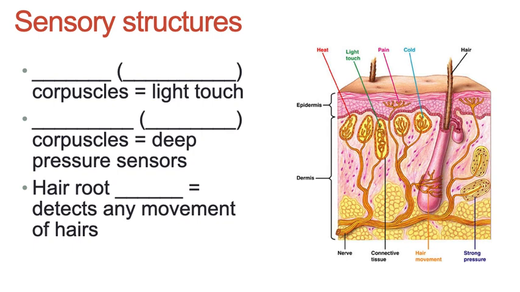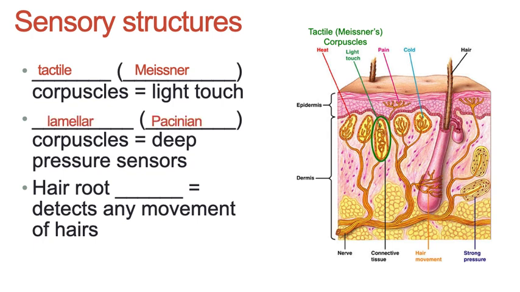Now, there are two major types I'm going to discuss here. The first one is tactile or Meissner corpuscles. These provide sensory information about light touch. Those are circled here in this green circle on the image to the right. The other ones are lamellar or Pacinian corpuscles. These are deep pressure sensors. You can see those circled here toward the bottom. They kind of look like lollipops. And then, as I've already mentioned, you also have the hair root plexus. These detect movement of the hairs.